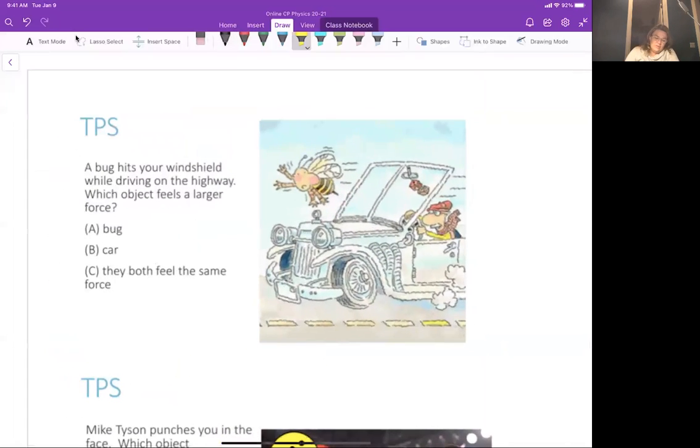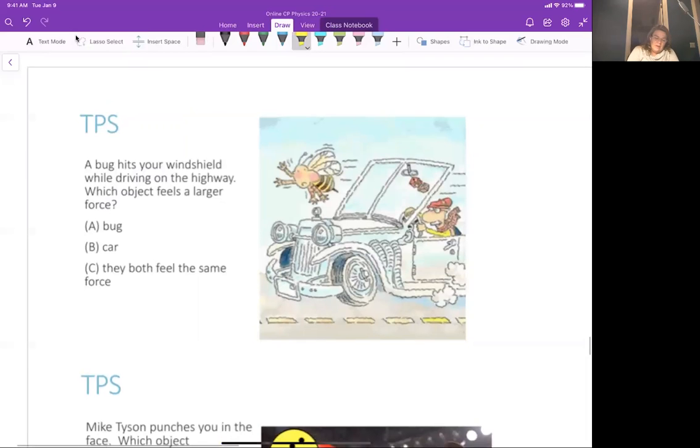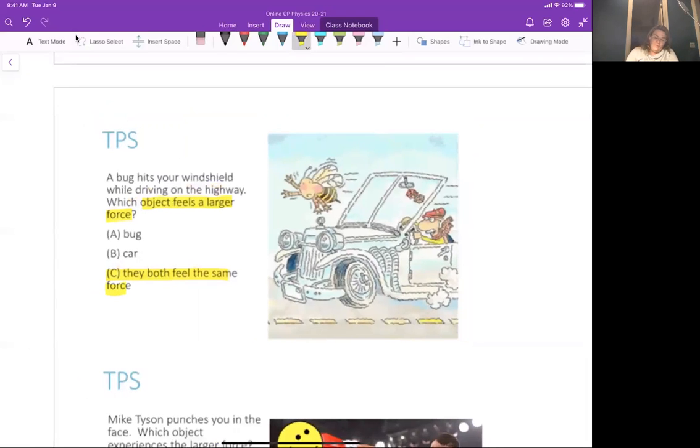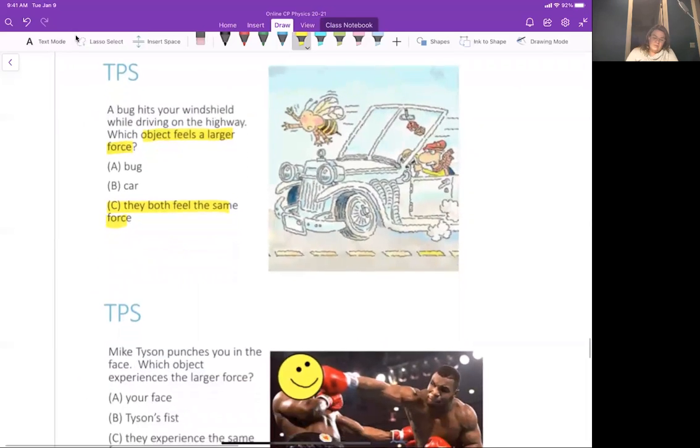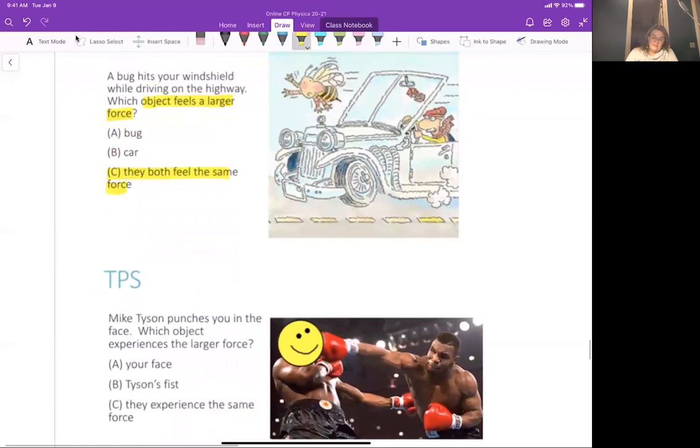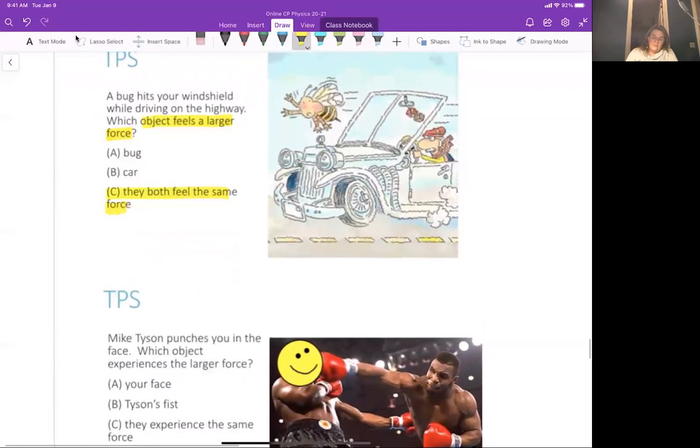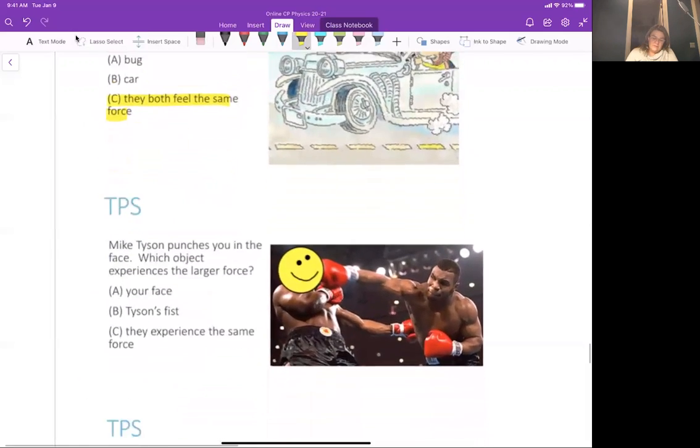So a bug hits your windshield while you're driving on the highway. Which object feels the larger force? The bug, the car, or they both feel the same force? And the answer would be C, which is kind of hard to believe, but the force that each one of those feels is the same. Just because the car is bigger doesn't mean anything. The bug feels the same amount of force that the car feels.